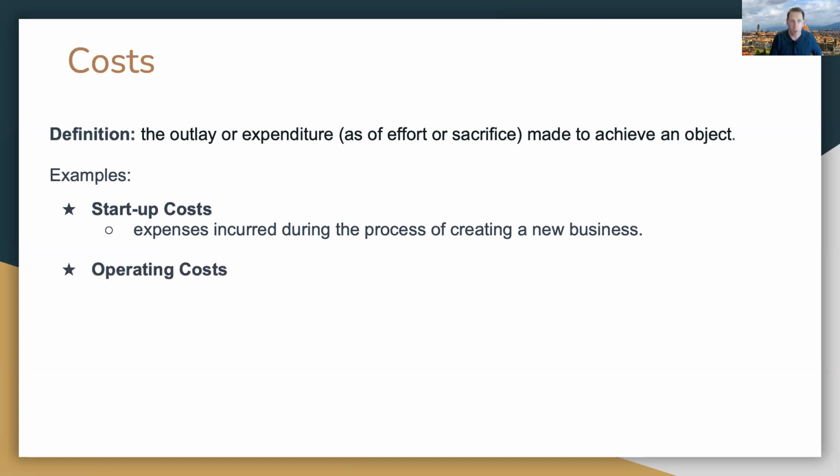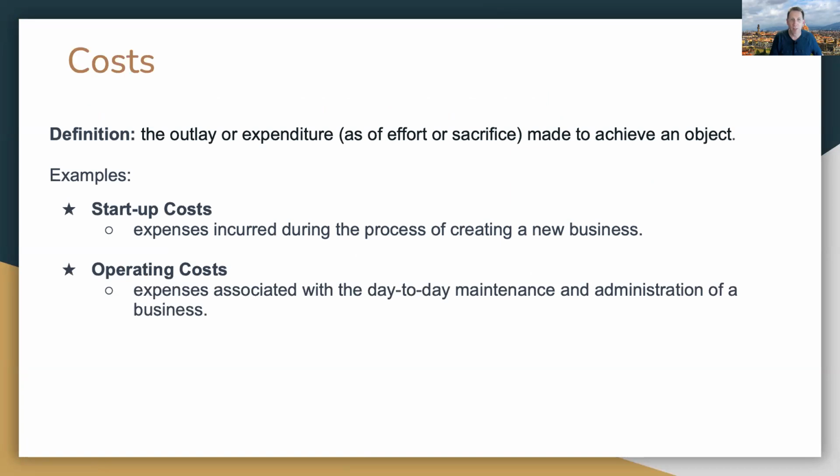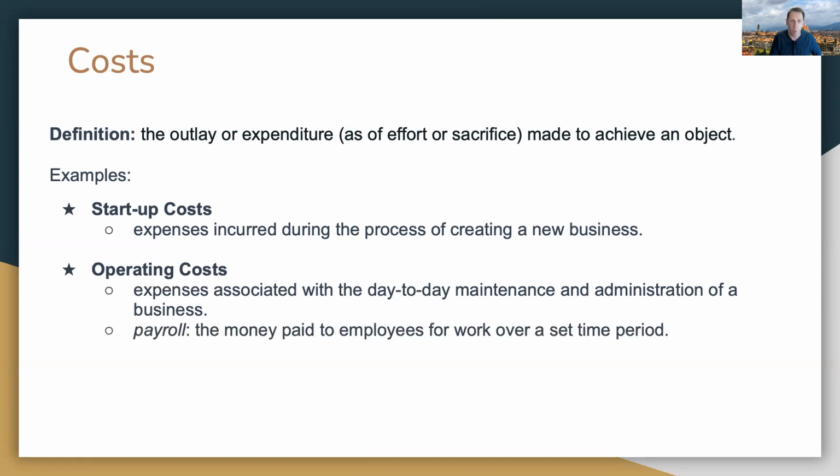Next is operating costs. These are expenses associated with the day-to-day maintenance and administration of a business. These can also be referred to as cost of goods sold, COGS. One important operating cost to be aware of in your business is payroll. This is the money that is paid to employees for work over a set period of time.